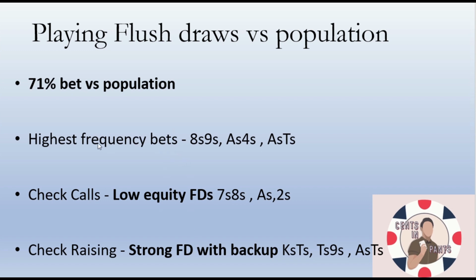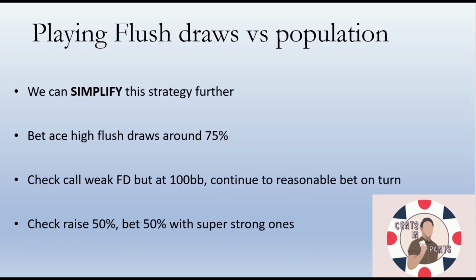So this can be said for basically most of the hands that are check raising. They are really strong, and we should be looking to mix our play between betting them and check raising them at the same time. So when it comes to executing this strategy, I think we can simplify it further without losing much EV, although GTO advocates a really funky way of playing flush draws.